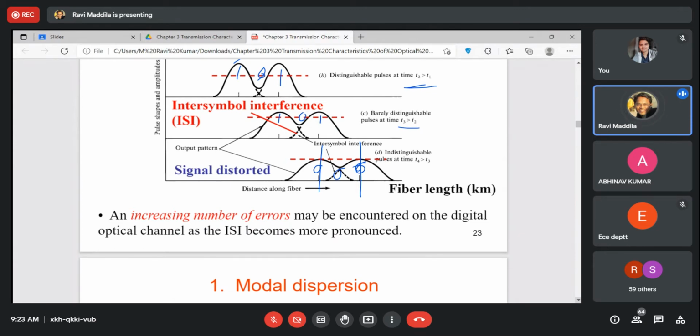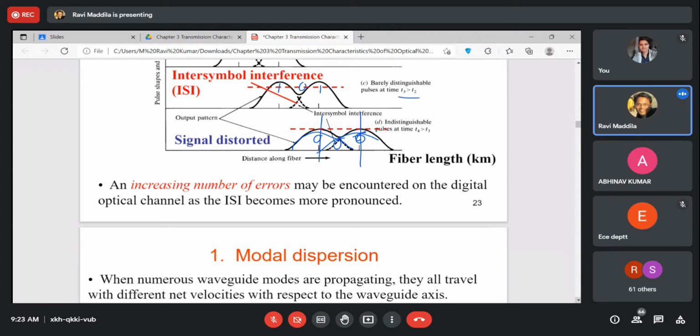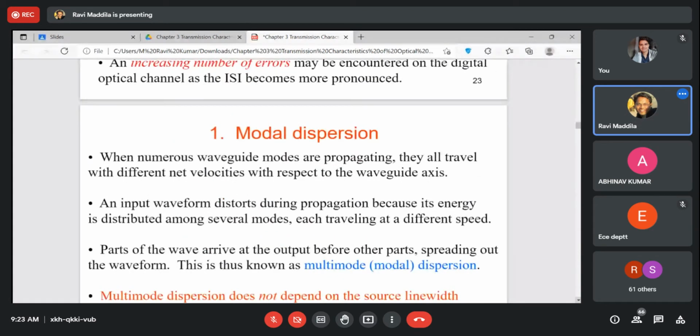Okay, so with fiber length and distance, the time also increases and the dispersion increases. As the dispersion increases, you can see another effect here. The pulses are also overlapping. Okay, so this is one factor, and this is another factor which gives degradation in optical fiber communication.